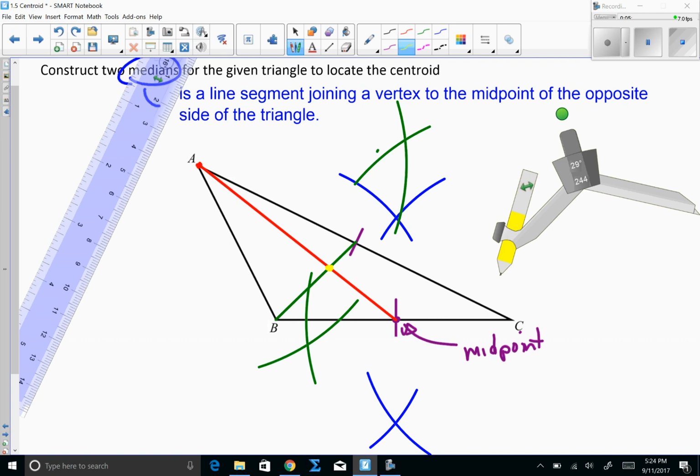All right, and that's how we find a centroid. So take this opportunity to pause the video and try this on your own.